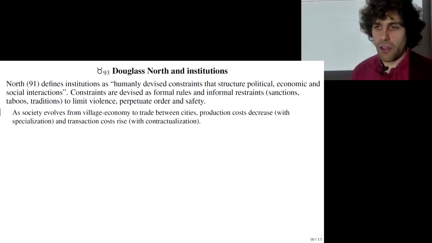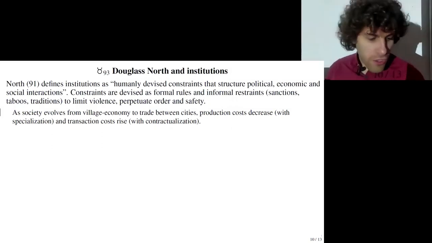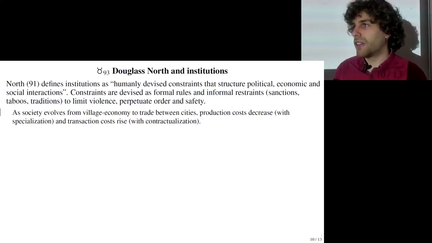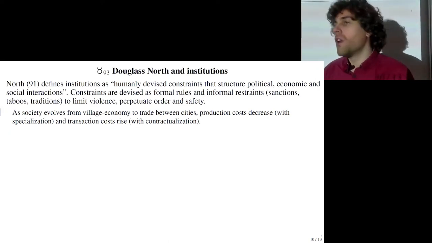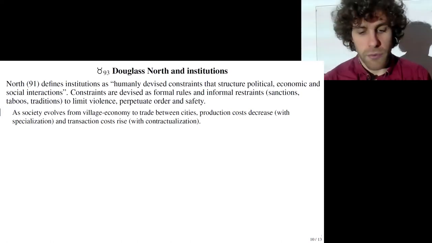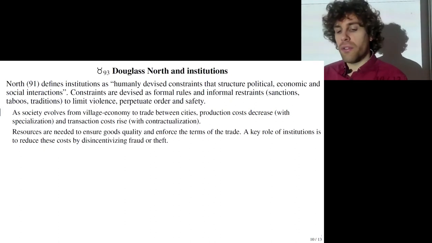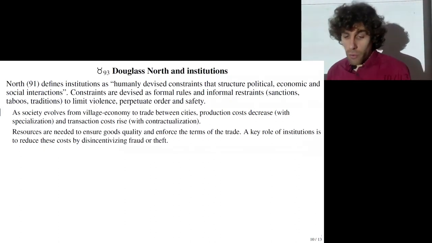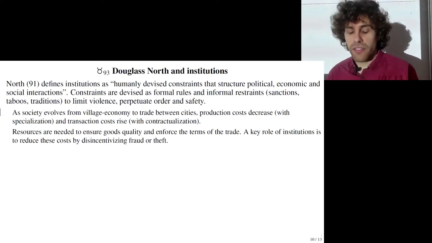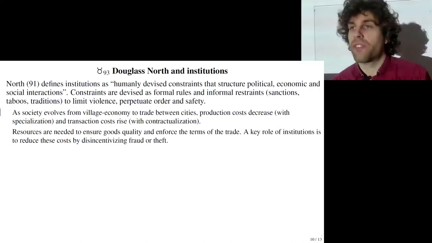And you need trade routes, you need enforceable contracts. So you need an authority that can enforce the contract, and in the contract you need to specify what happens if the contractor doesn't pay you, if the good is not the quality you expected, etc. So resources are needed to ensure the good quality and enforce the terms of the trade. And this is a key role for institutions: to reduce the cost, to disincentivize fraud and theft, maintain order and safety, and reduce the transaction costs.